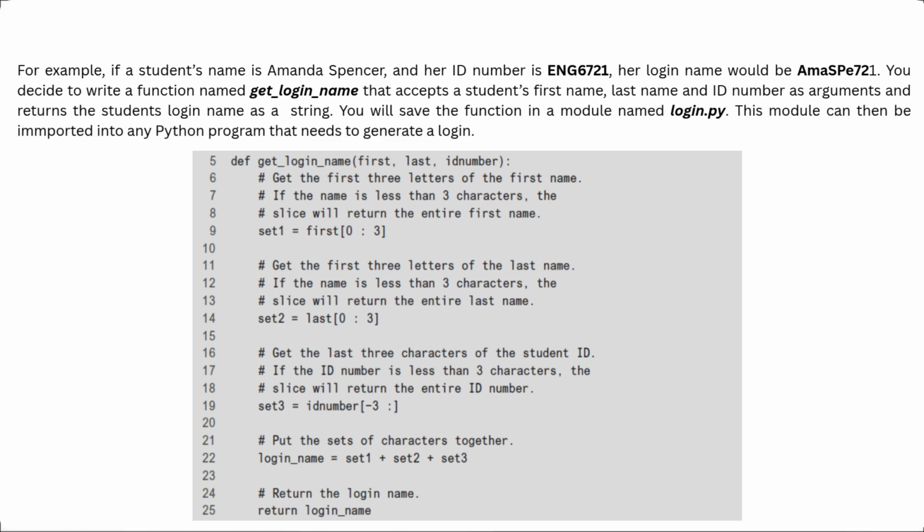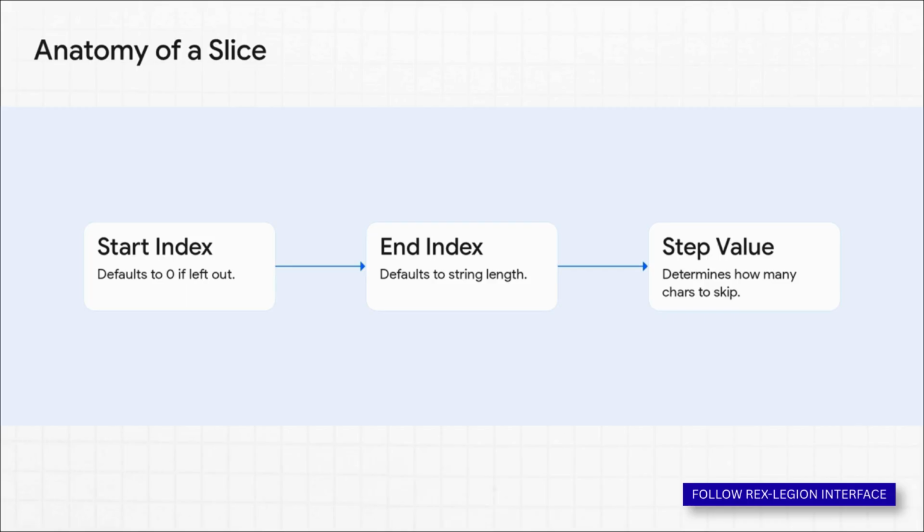So, the anatomy of a slice follows a very specific format inside those brackets. If you leave out the start index, it just defaults to 0. Leave out the end index, it defaults to the very end of the string. And adding a step value lets you skip letters like you're using a secret decoder ring.